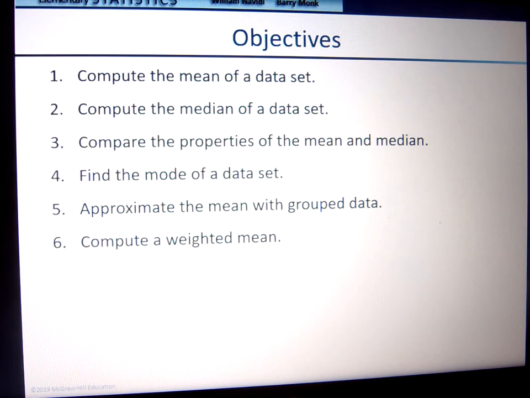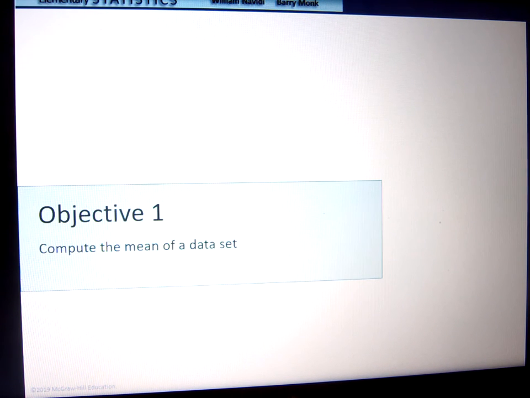Let's get started. So we're going to take a look at computing the mean of the data set, the median of the data set, comparing the properties of the mean and median, finding the mode of a data set, and approximating the mean with grouped data, and computing a weighted mean. First, let's look at computing the mean of the data set.